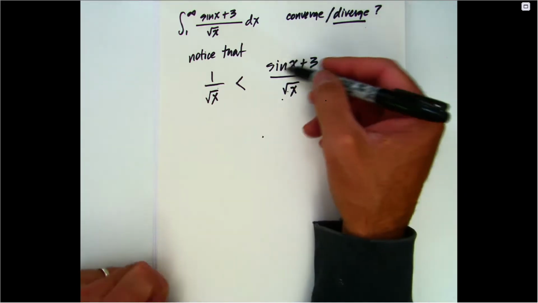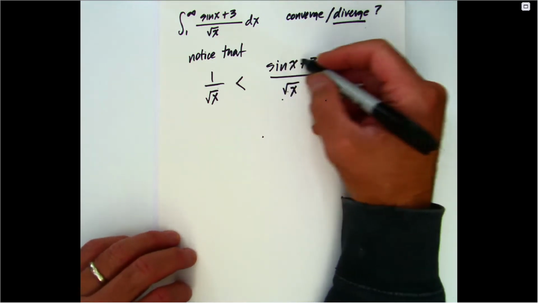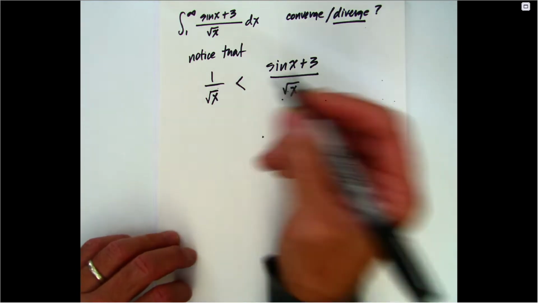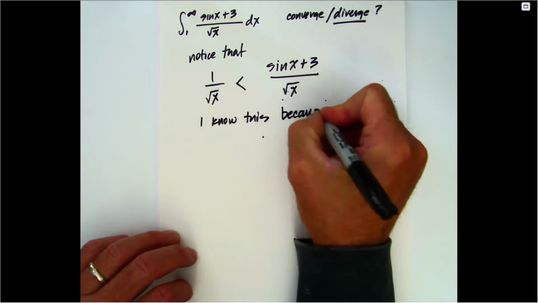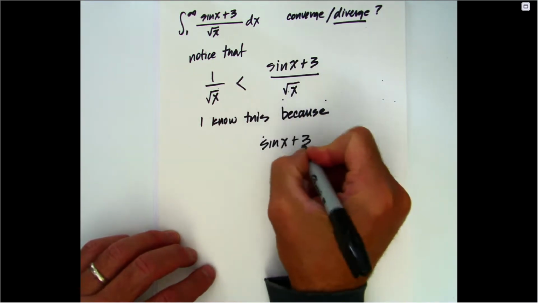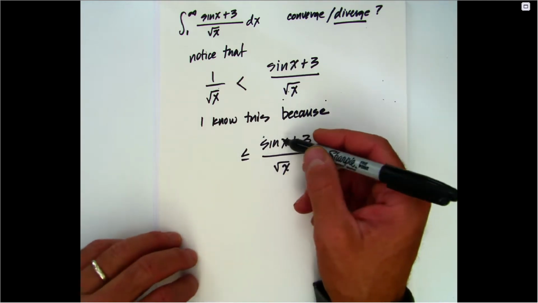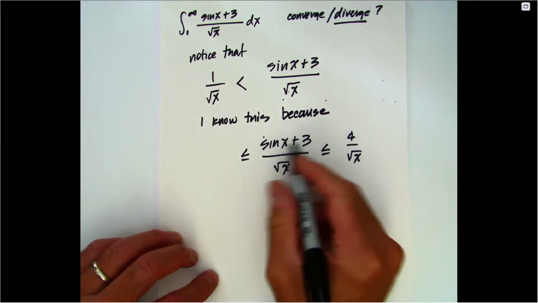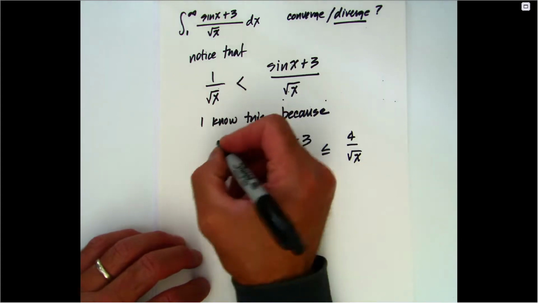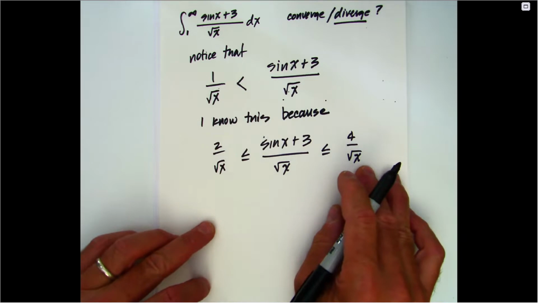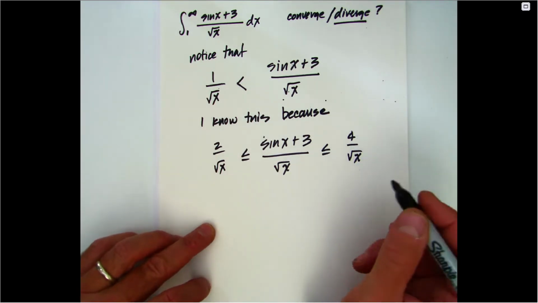You might want to explain this. I know this because this function, (sine x plus 3) all over the square root of x, is in between these two functions. At the maximum value it takes on, sine x is equal to 1, and we get 4 over the square root of x. And the minimum value, the smallest envelope that we saw in Desmos, would be when sine x is -1, so we'll get 2 over the square root of x. So since this is between 2 and 4 over square root of x, and 1 over square root of x is certainly less than the 2 and 4 case, I can say something like this.